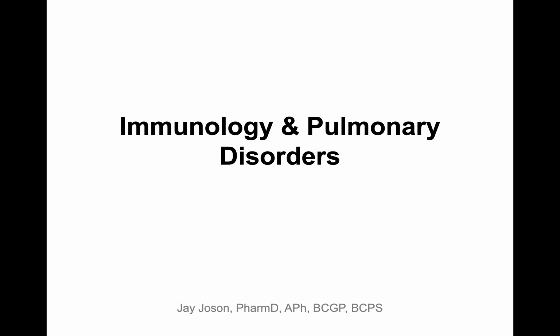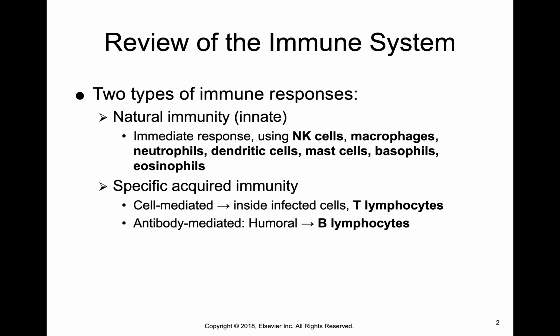We're talking about immunology and pulmonary disorders today. A quick review of the immune system. What are the two types of immune responses? First we have natural immunity, which is also termed innate immunity. This component of immunity is responsible for an immediate response, right? So we have natural killer cells, macrophages, neutrophils, dendritic cells, mast cells, basophils, and eosinophils.